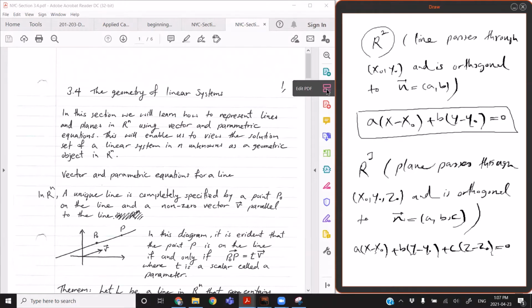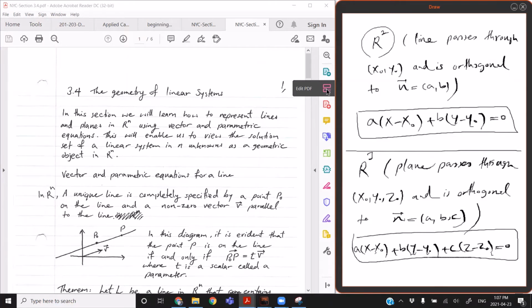But again, as you can see, this is also limited, because what if you have a plane in R4? What if you have a plane in R5? How do you represent a plane in a higher dimensional space? These point normal equations only work for a line in R2 and a plane in R3. If you want to represent a line or a plane in a higher dimension than 3, then you need something called vector equations.